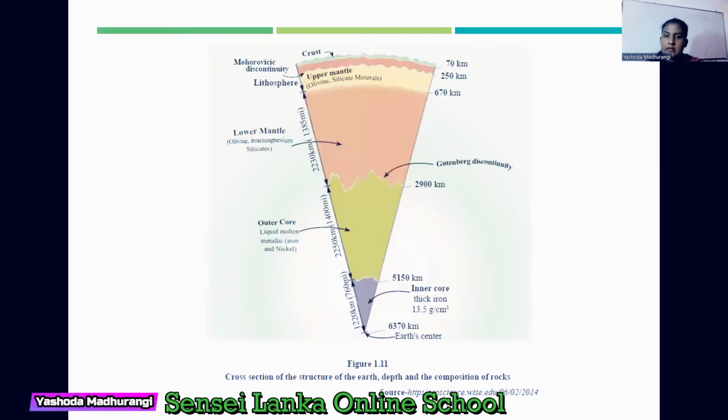Then look at this picture. There you can see Gutenberg discontinuity. You can see here. Can you see the lower mantle is here? This is the boundary. After this boundary, inside the earth, there is the core. So you have to remember this picture. Okay.